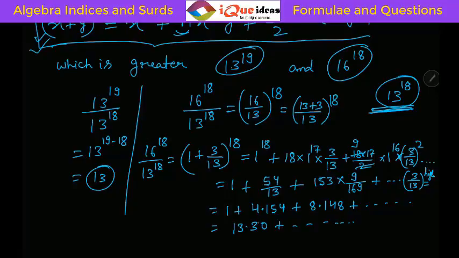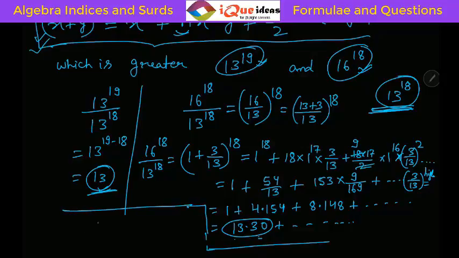Alright, so as you can see, this 13.30 has come from 16 raised to 18 and this 13 had come from 13 raised to 19. Very clearly 13 is smaller, 13.3 is larger, okay? So we can say very safely that this 13 is smaller than 13.3. That means 13 raised to 19 is smaller than 16 raised to 18. Right? So 16 raised to 18 is greater, 13 raised to 19 is smaller. Some questions will be difficult, some questions will be easy also. I'll show you another example of this.